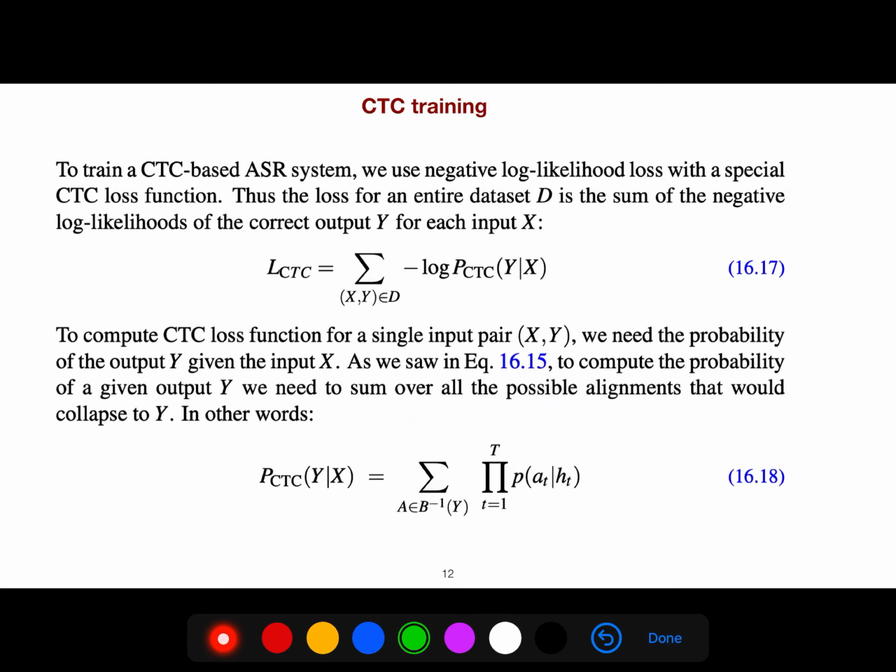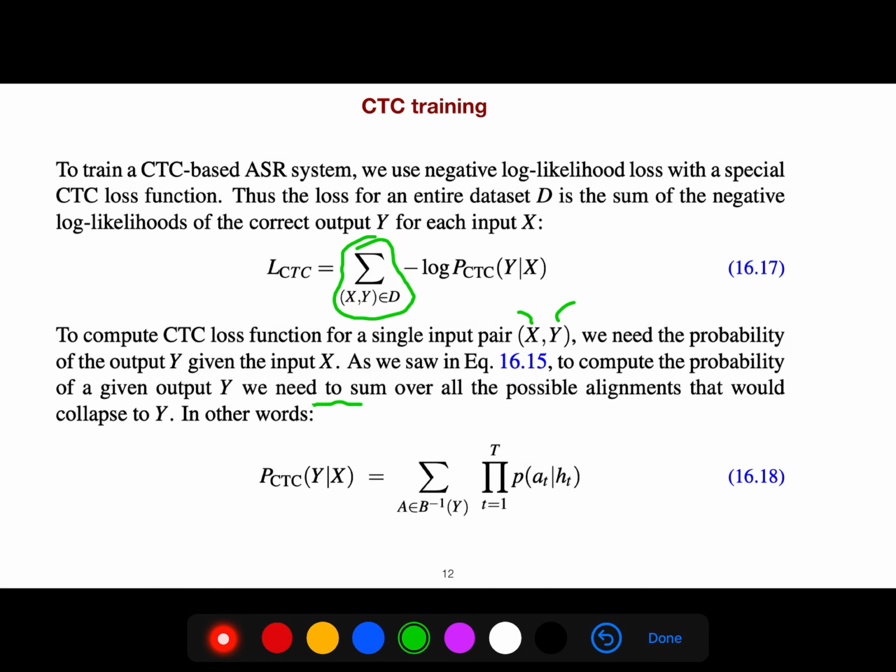So we sum over, as I said, all possible alignments in your data set D. So the loss for our entire data set D is the sum of the negative likelihood of the correct output for each input X. To compute the CTC loss function for a single input pair X and Y, we need the probability of the output Y given the input X.